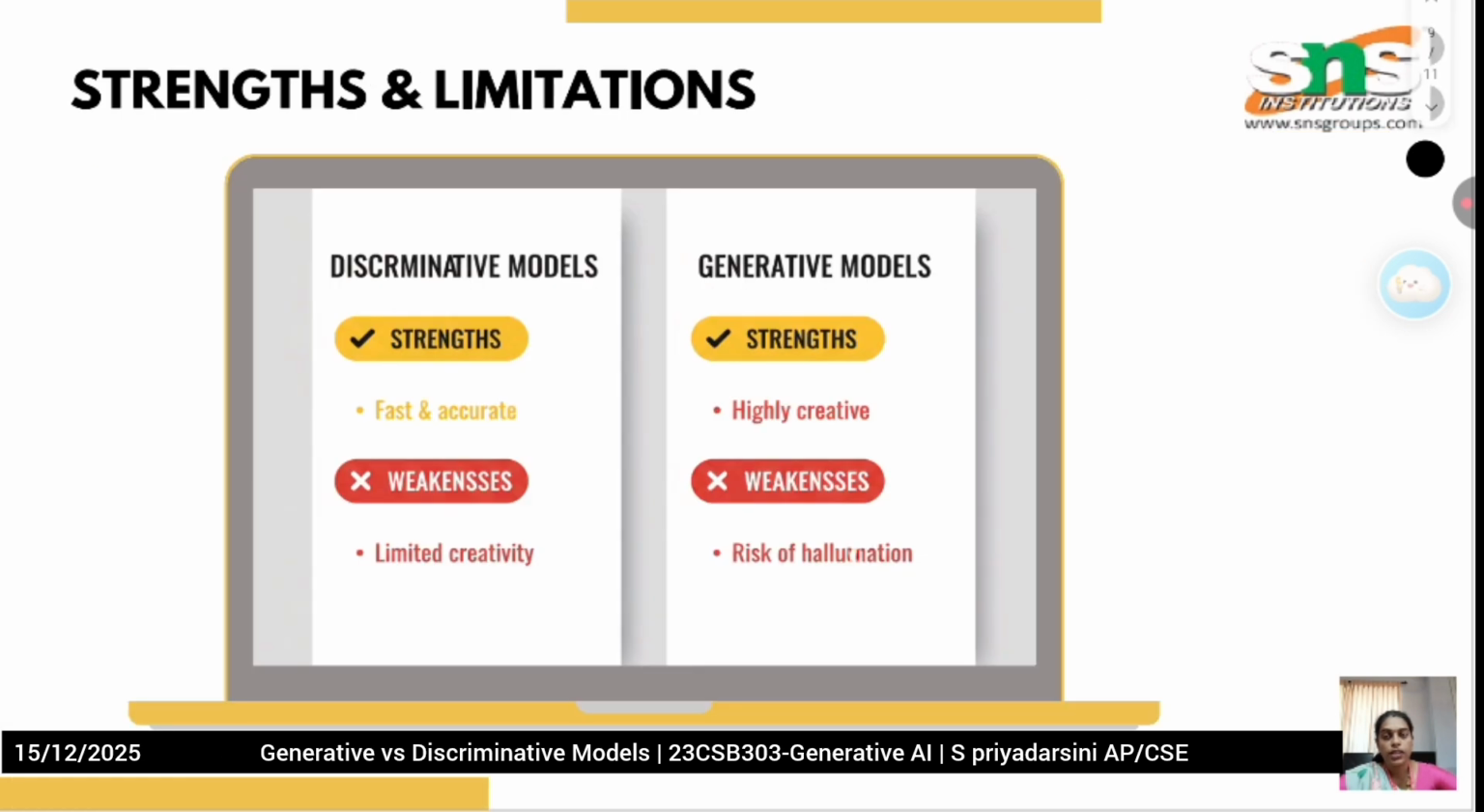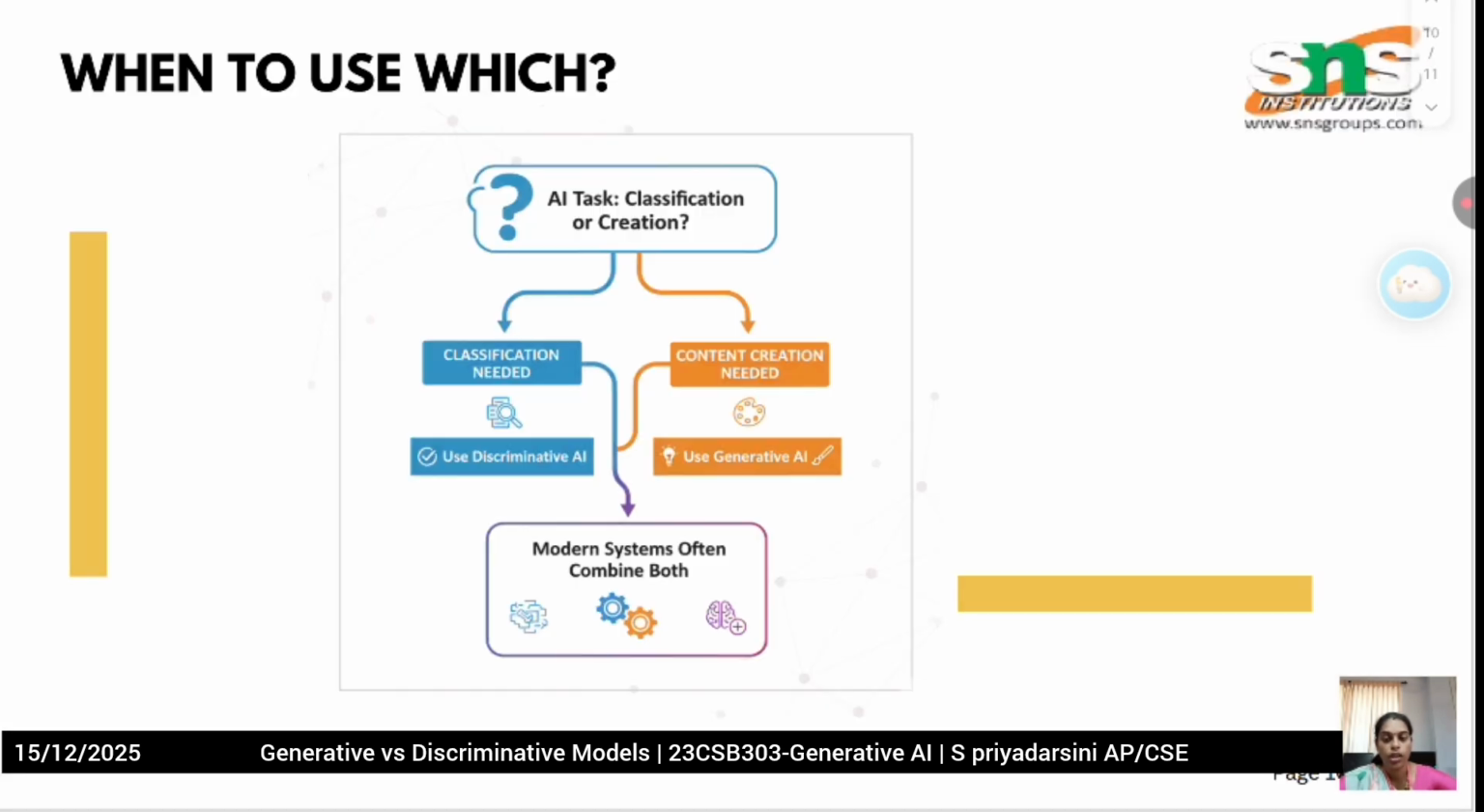Each model has its own strengths and limitations. A discriminative model has high accuracy for classification tasks and is simpler and faster to train, but cannot generate new data. A generative model can create new realistic data useful for simulation and creativity, but requires more data and computational power. Choosing the right model depending on the problem requirement is the most important thing to do.